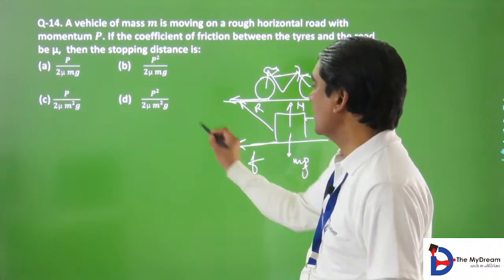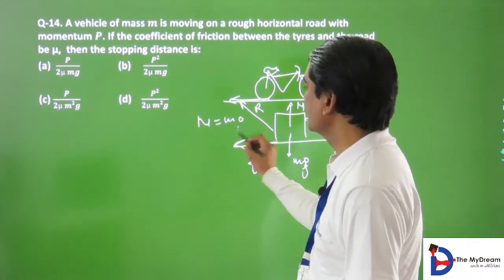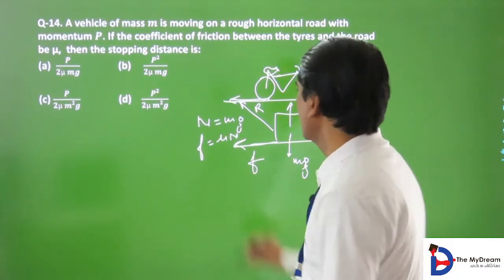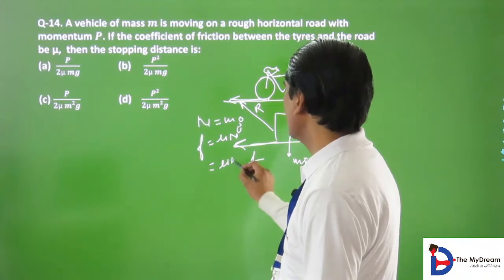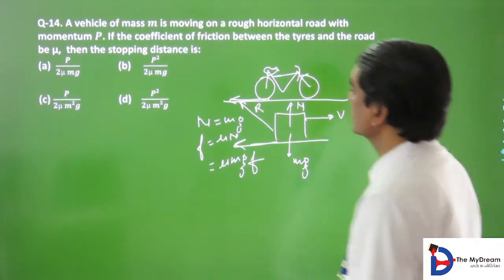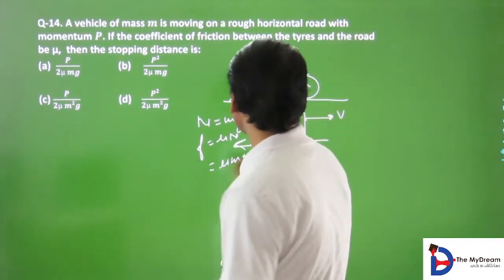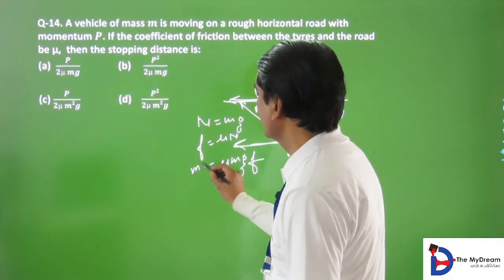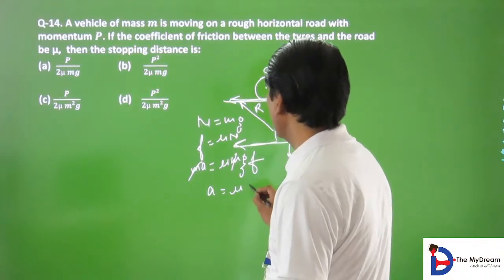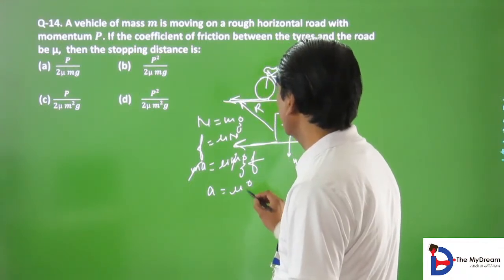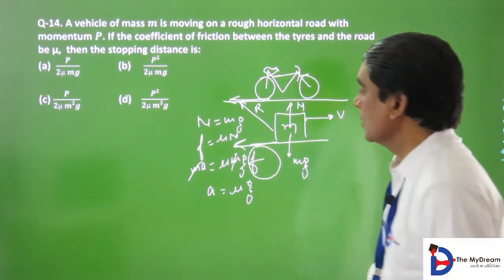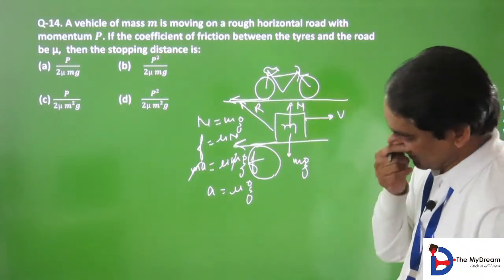Then I told you N is equal to mg, f is equal to mu N, that is mu mg. F is equal to ma. So a is equal to mu g. So this is the acceleration.